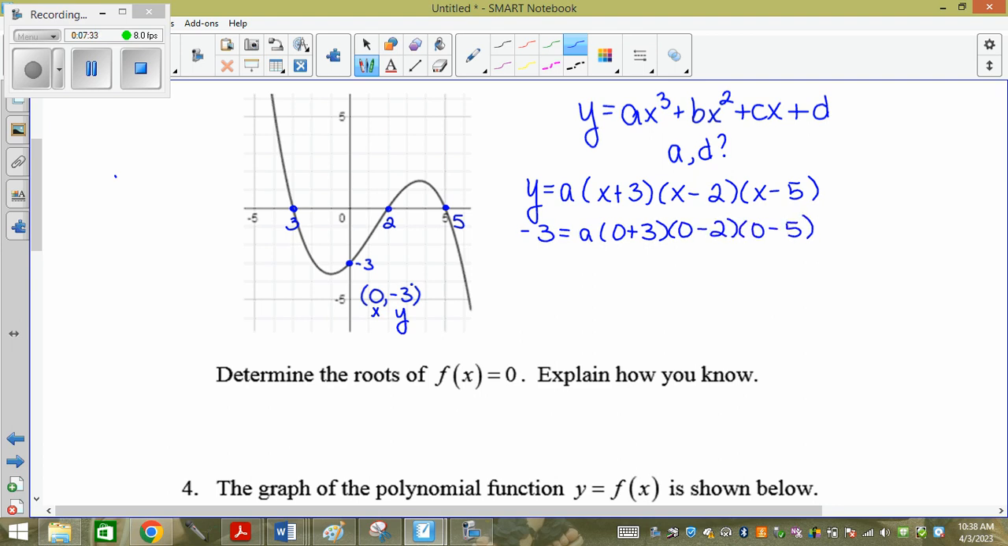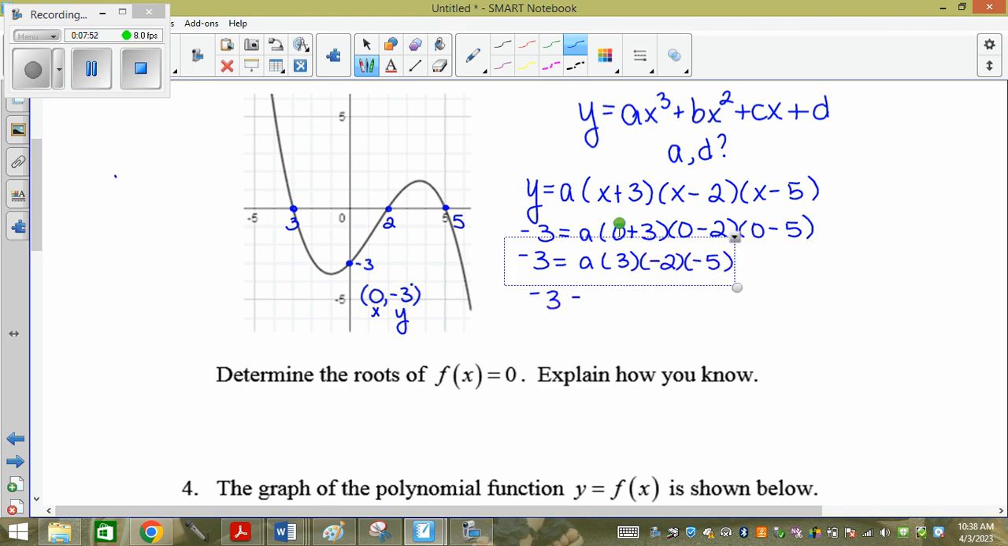These should be, I promise you, the easy question. This should be an easy question on the test. It should be your easy question. There's no trickery. They're all the exact same. And they sometimes ask for the a and the d at the end. So I get negative 3 equals a times 3 times negative 2 times negative 5.